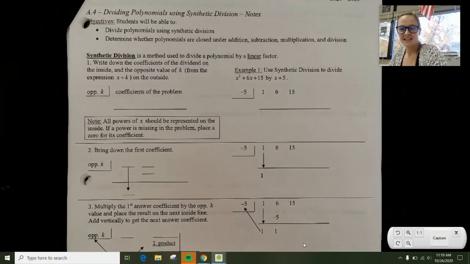Hi guys. Today we are going to be going over synthetic division, which is on page 19 of your 1A packet. So take out page 19 and let's get started.